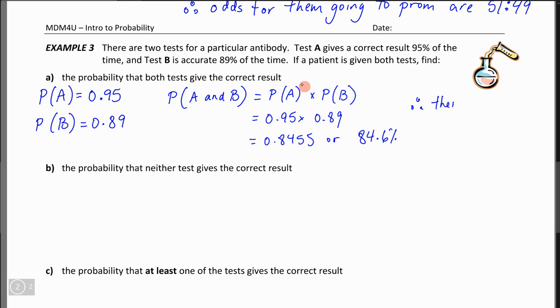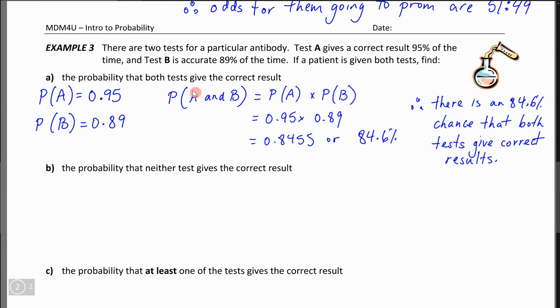So therefore, there is an 84.6% chance that both tests give correct results.